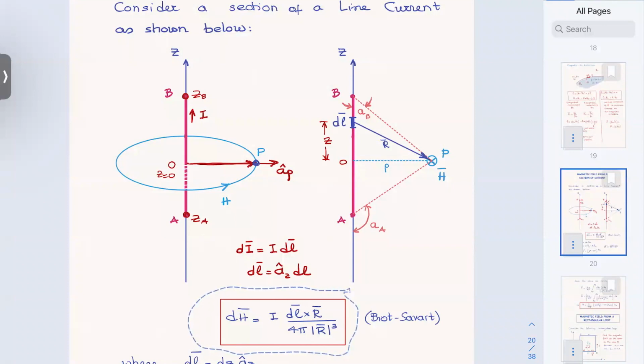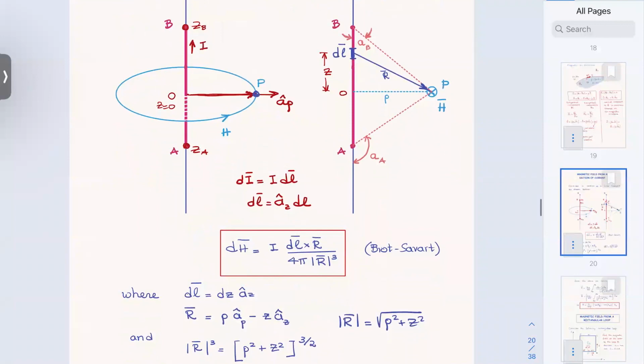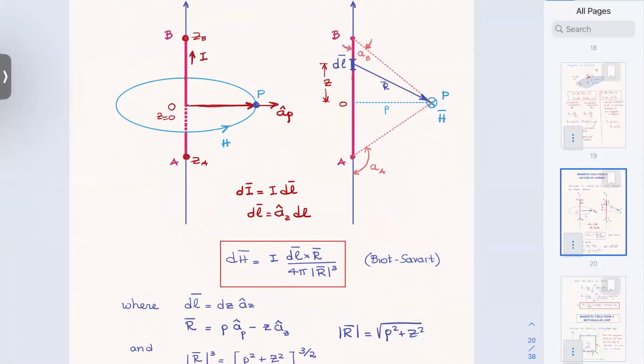All right. Now, what do we do? We try the cylindrical coordinate system. We have a cylindrical coordinate system, as you can see here. We try to express all of the vectors that we have in the Biot-Savart equation in the form of the unit vectors of the cylindrical coordinate system.